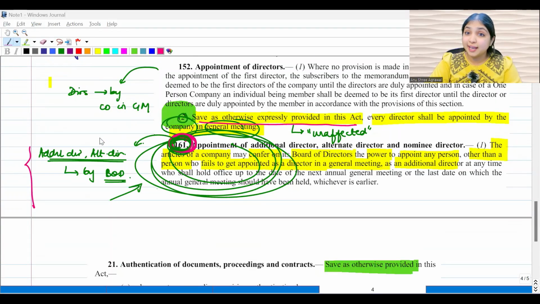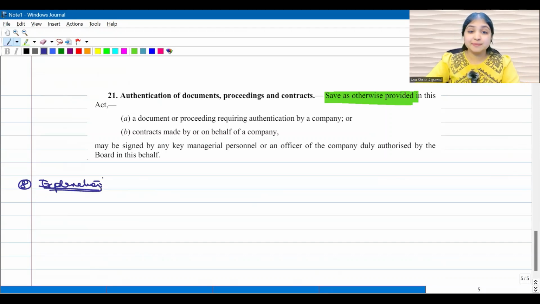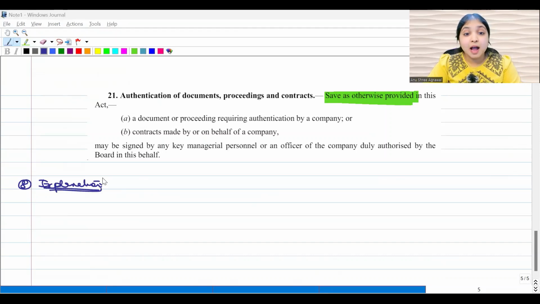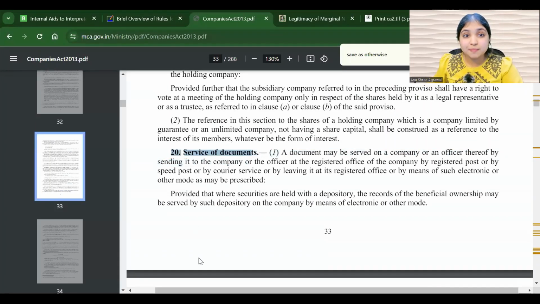Now I'm taking you to the eighth internal aid, which is again a very important internal aid. Our next discussion is going to be about the explanation. The eighth internal aid, which is about explanation. Even for explanation, let me show you an example. I'll show you section 20 of your Companies Act. If you look at section 20, it talks about service of documents. Section 20 says that we can send documents to the company by multiple modes: registered post, speed post, or courier. See, we have the word courier over here.